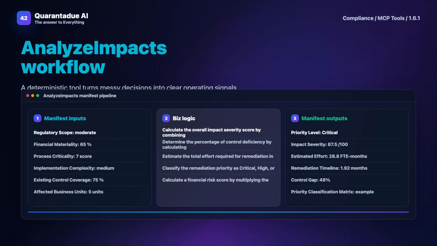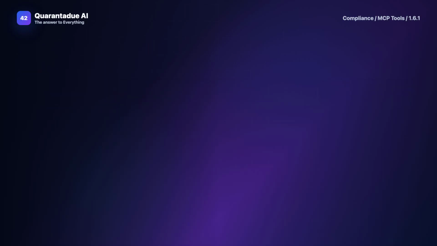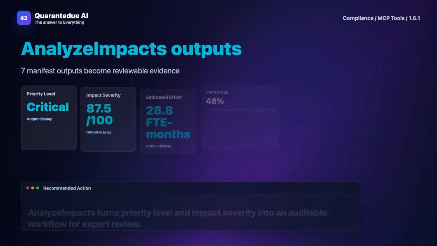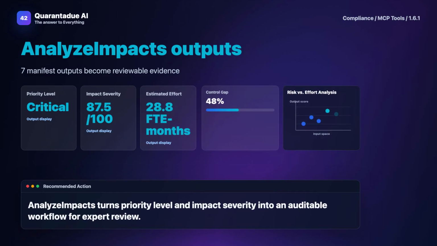It classifies the remediation priority as critical, high, or medium based on a matrix of impact severity and control gap percentages. And it calculates a financial risk score by multiplying the potential financial exposure by the impact severity, normalized to a 0-100 scale. This keeps the process deterministic, reviewable, and aligned with how compliance teams actually make decisions.